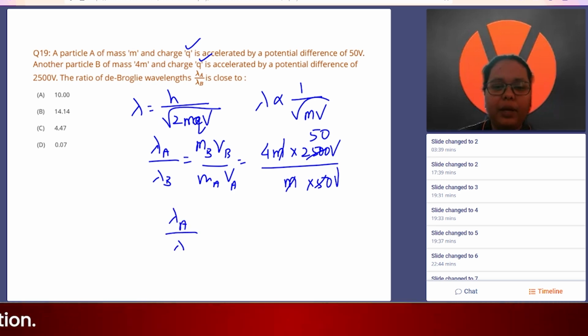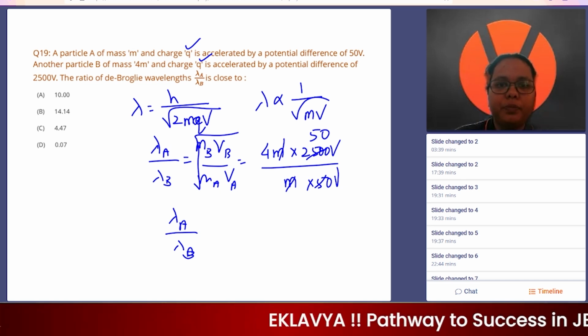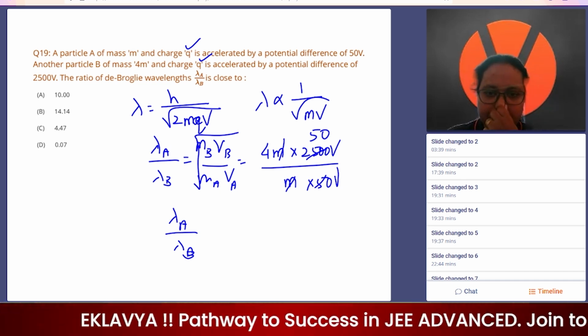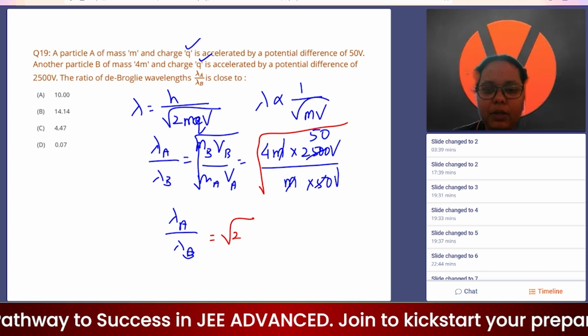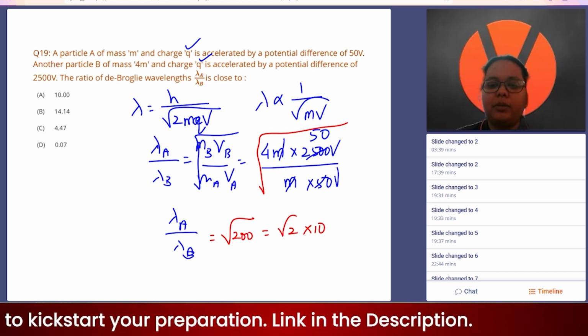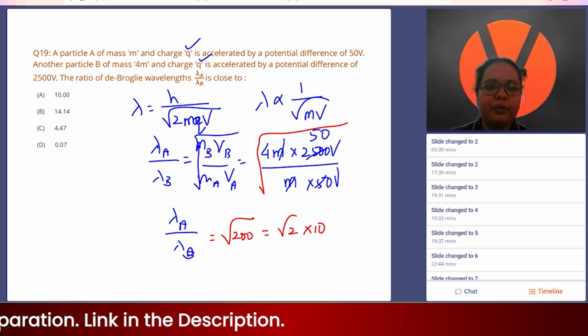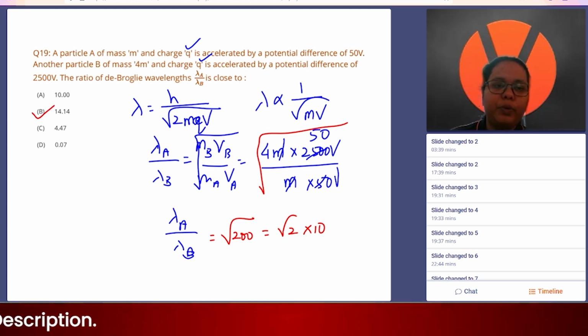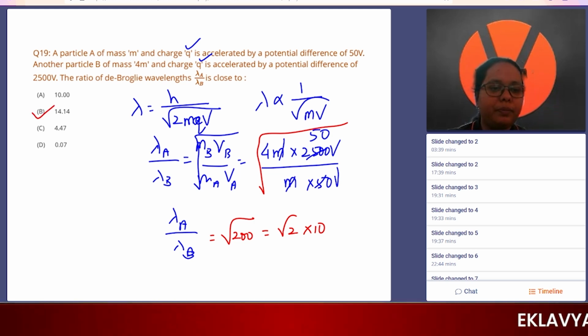So lambda A by lambda B. See, this is going to be under the root, which is equal to 200. So what shall I write? Root 2 into 10. So root 2 value 1.414 into 10. What we can do is 14.14.